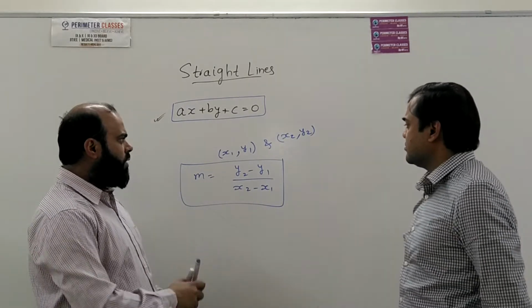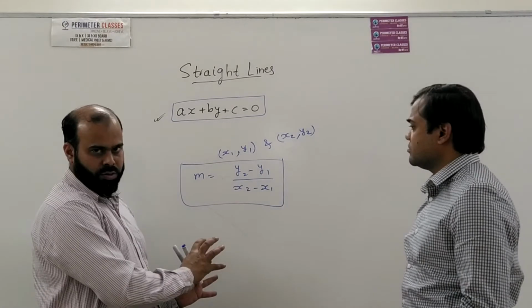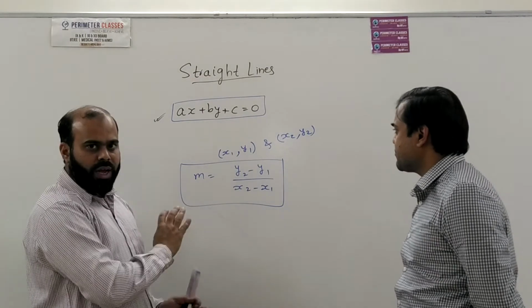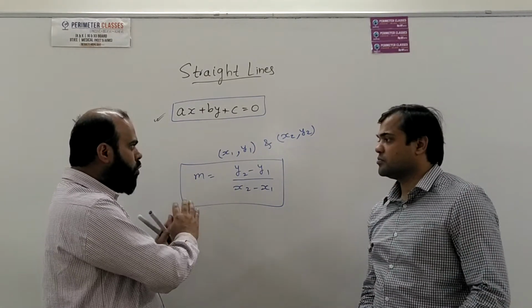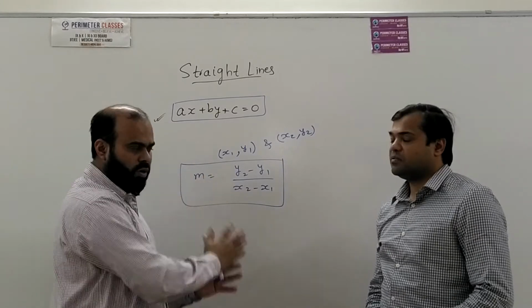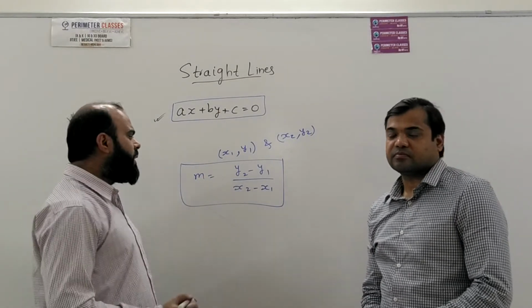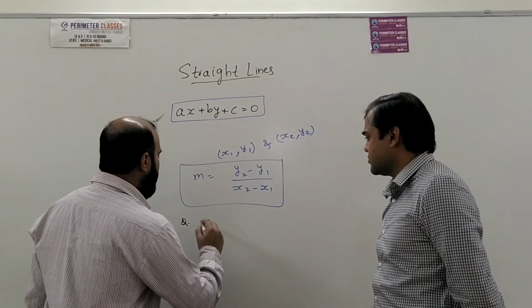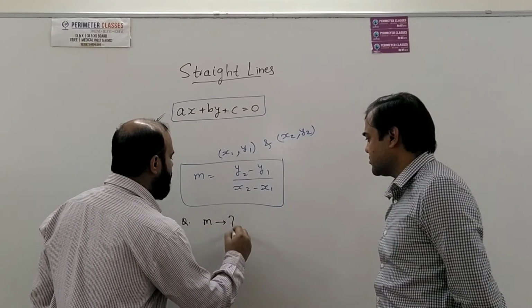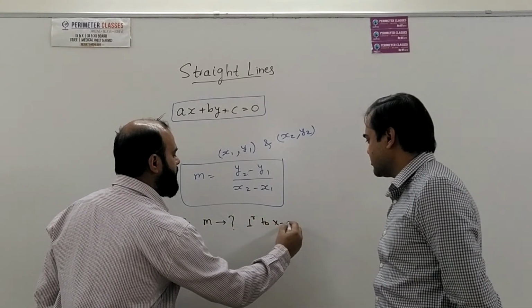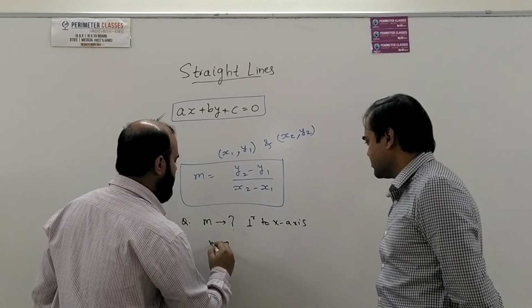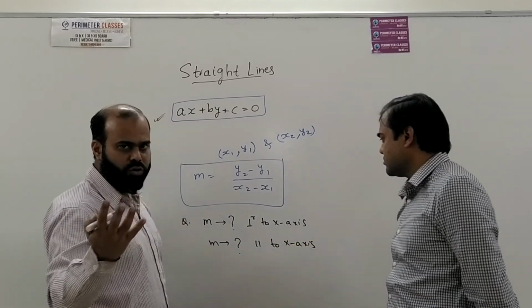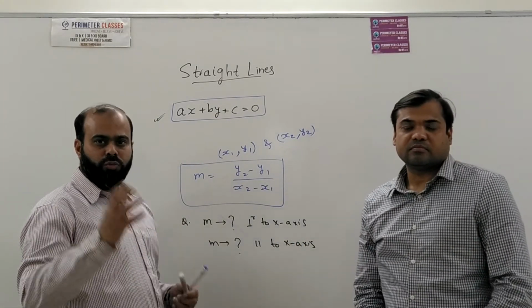So students, till now we have understood what the slope is. In the next lecture we will continue with this concept, and we will show how slope is further used to get the equation of the line. In the meantime, find out and tell us as homework till the next video: what is the slope of a line which is perpendicular to x-axis, and what is the slope of a line which is parallel to x-axis? This is just a question for you to ponder about.